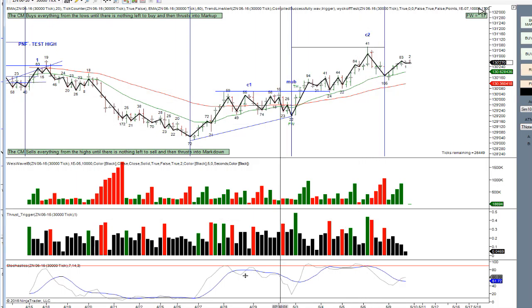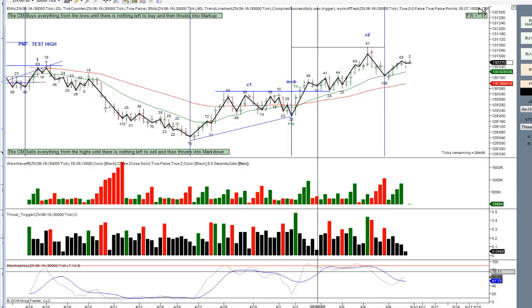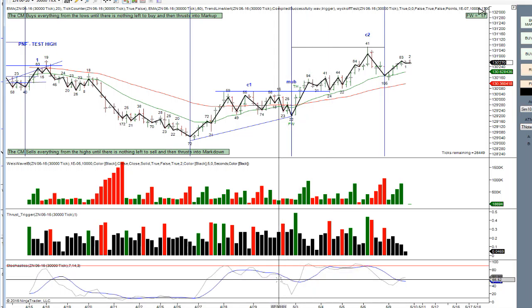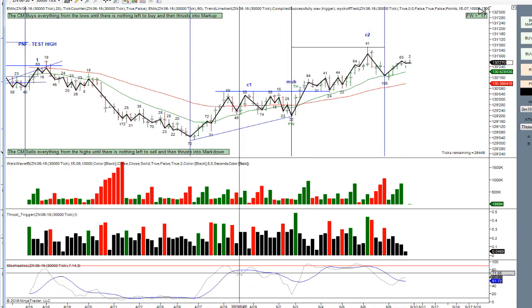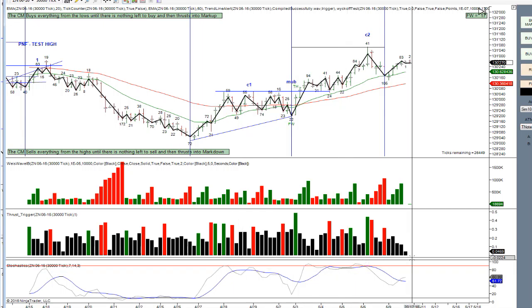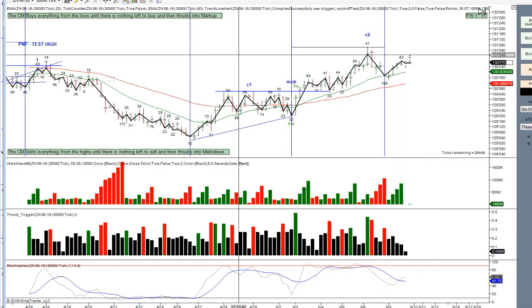Is there a divergence? I don't really see a divergence. But as you can see in stochastics, you got 1 and 2. Round 3 coming up.